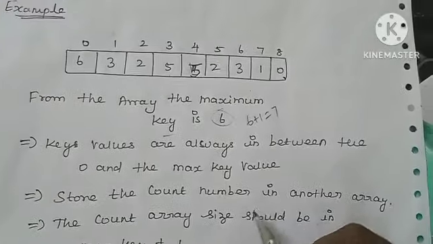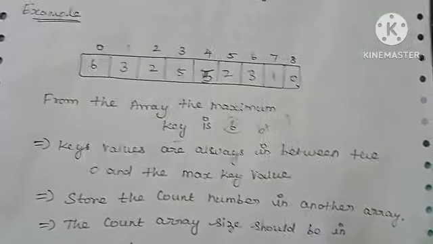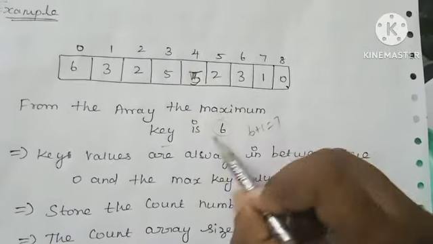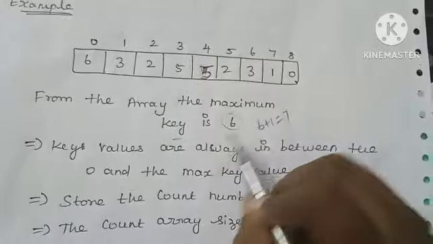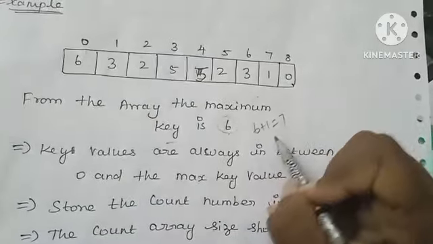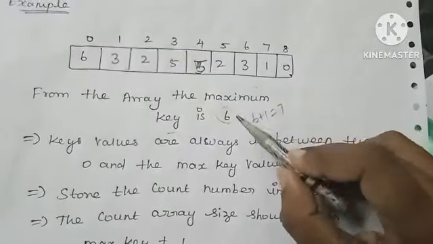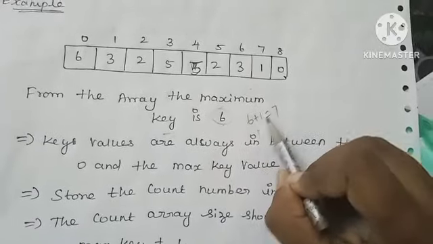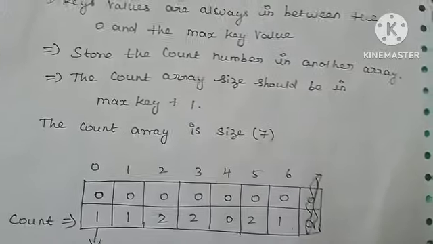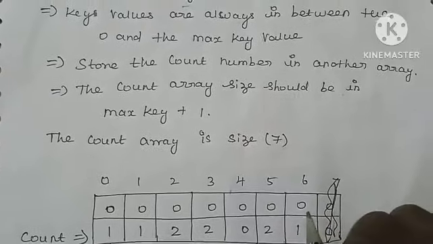The next step is to store the count number. We store the counts using another array. The count array size is the maximum key value plus 1. In our example, the maximum key value is 6, plus 1 equals 7. The size of the count array is 7, that means indexes 0 to 6. First we put 0 in all the positions.